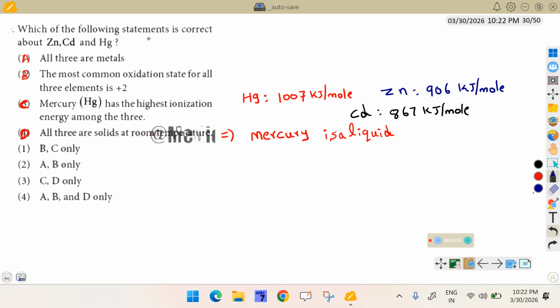Which of the following statements is correct about zinc, cadmium and mercury? All three are metals, correct. Common oxidation state plus 2, correct. Mercury has the highest ionization energy, correct. All three are solids, wrong. Mercury is a liquid at room temperature. So A correct, B correct, C correct. A, B, C. I think this is C.